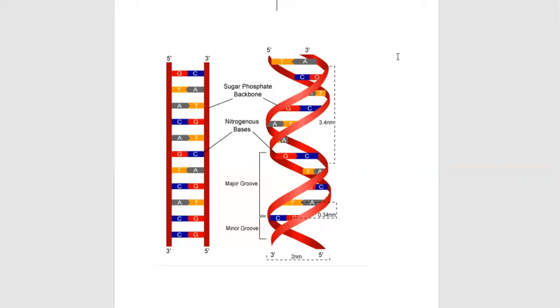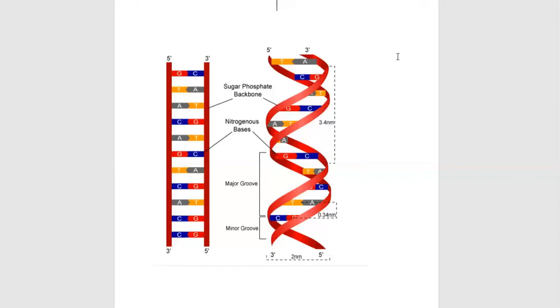A is for adenine, G is for guanine, C is for cytosine, and T is for thymine. You can see here that A is linked only to T and G is linked only to C. Nowhere will you find A linked to G or A linked to C. Other than this combination, any other combination you will never see.